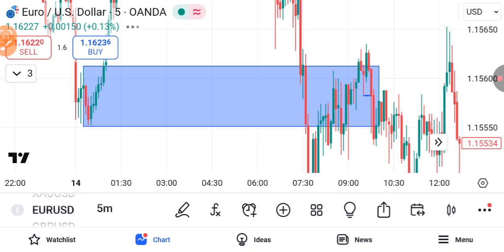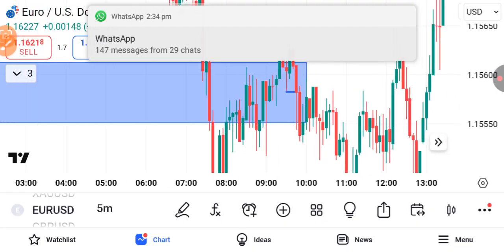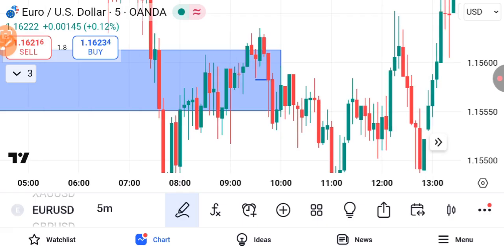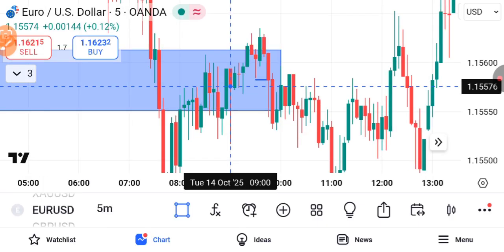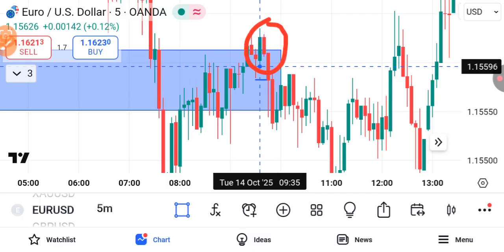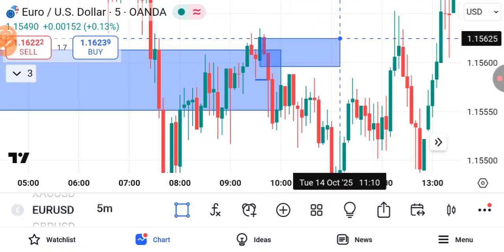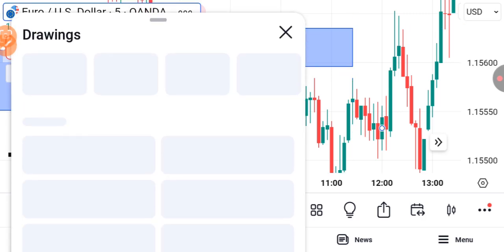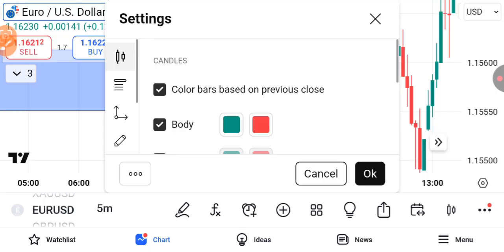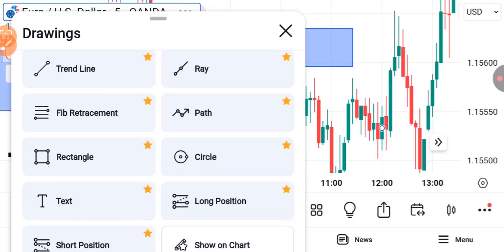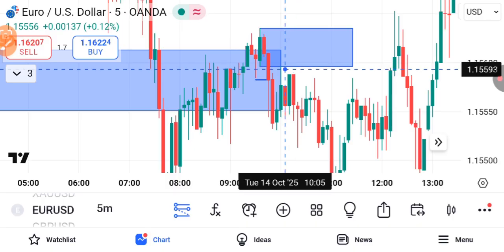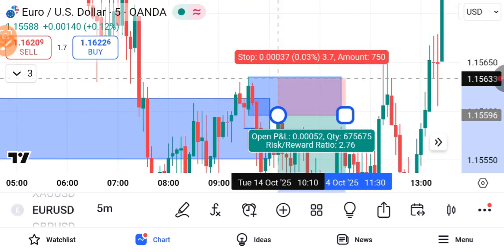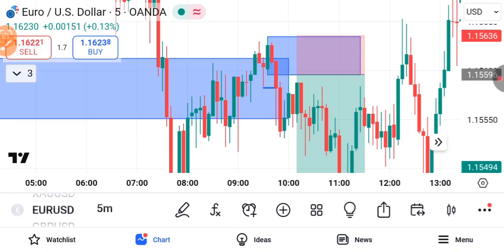So the moment I get this market structure shift, I go to the 5-minute time frame. Yeah, on the 5-minute time frame, as you can see in this area, this is an order block, right? We expect the price to go all the way into the order block before going down. Let me show you what I mean. We expect the market to retrace back into this order block before going in our direction. We are going to put a tight stop loss just above this order block.